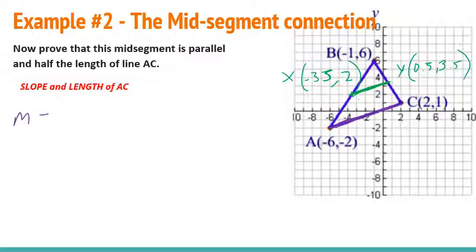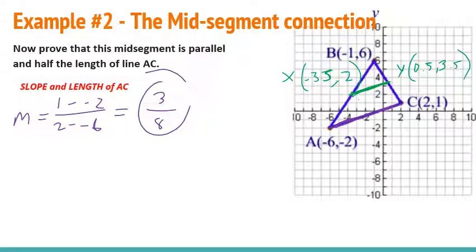But if we want to do the slope, we could do 1 minus negative 2 over 2 minus negative 6, right? So we're going to have 3 over 8. Okay, so that's the slope we're looking for, 3/8.